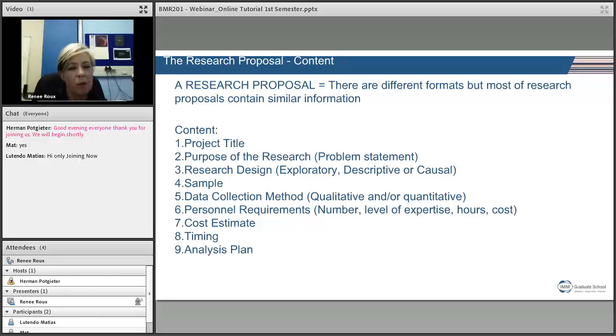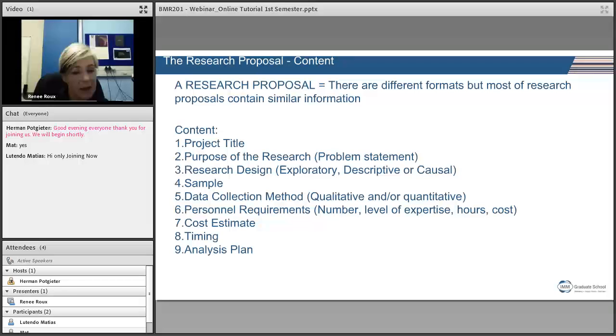How many people will work on the project? Who will be responsible for what? What level of expertise do you require from them? What are their roles? How many hours are they going to work? What's the cost involved of the number of people that work on this project?